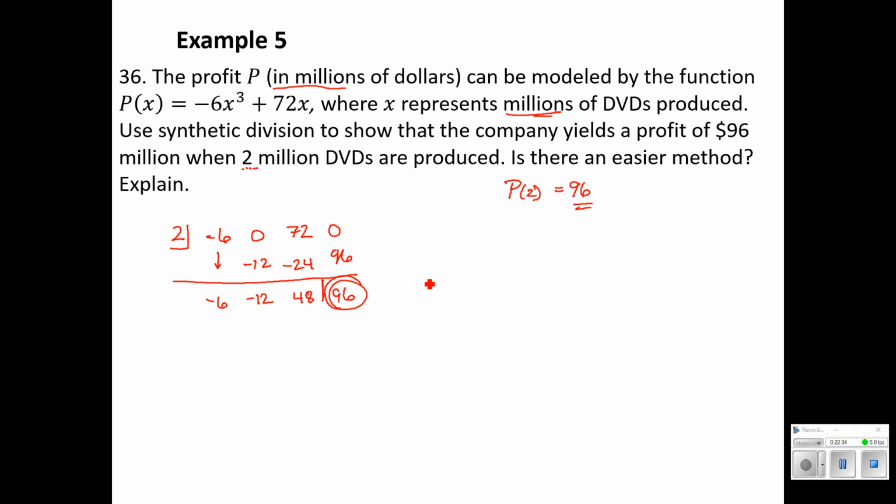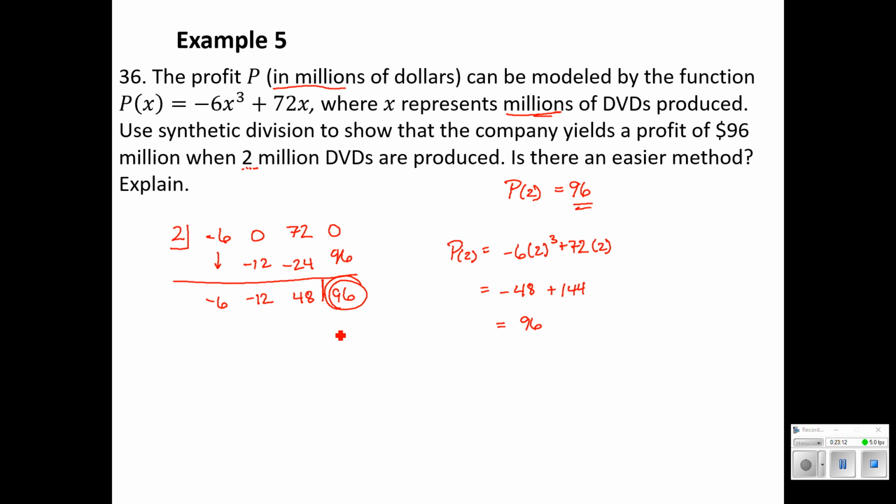Now the question goes on and says, is there an easier method? So we need to show that P of 2 equals 96. Was synthetic division actually the easiest way to do this? Well, if we were to just calculate P of 2 by plugging it in, then what we get is -6 times 2 cubed, which is -6 times 8, -48, plus 72 times 2, 144, and we also get 96.